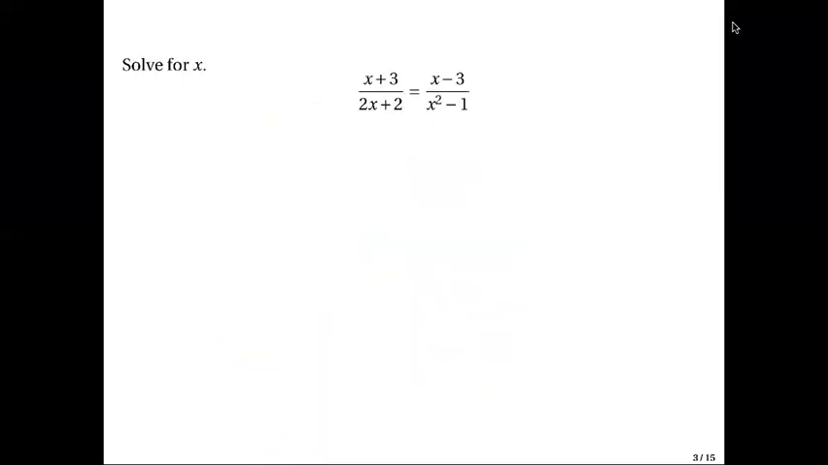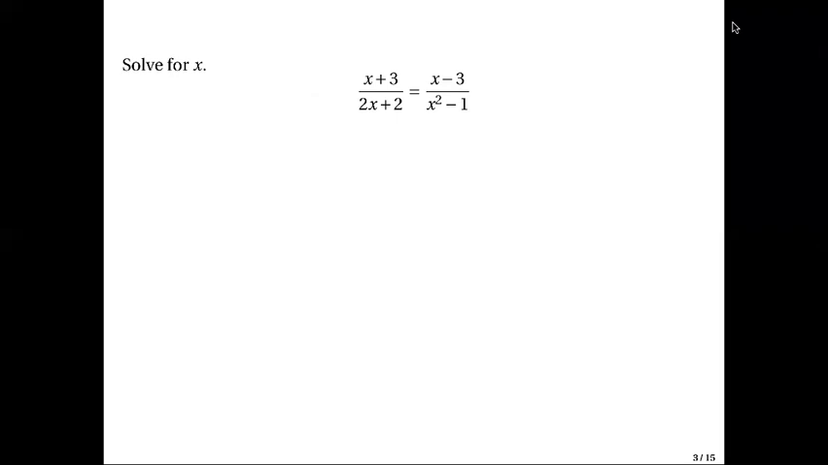Next, we have x plus 3 over 2x plus 2 equals x minus 3 over x squared minus 1. We want to solve for x. So you can do your cross multiplication. You can multiply both the left-hand side and the right-hand side by the LCD. You can combine them into a single rational expression. So you will have a rational equation. You can have several methods to use.